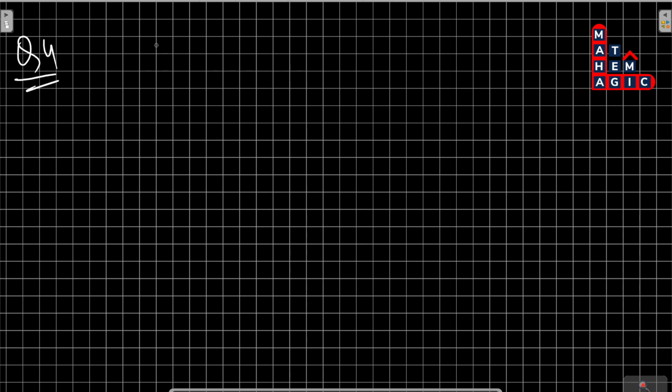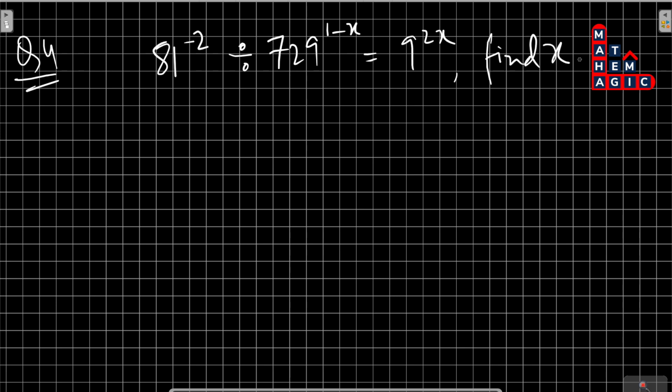So the sum looks like this: (81)^(-2) ÷ (729)^(1 - x) = 9^(2x). You all can understand, we just need to find x. That is the question. So let us jump to the solution part. Is it clear to all of you? The question is clear. So now we are going to solve this equation.